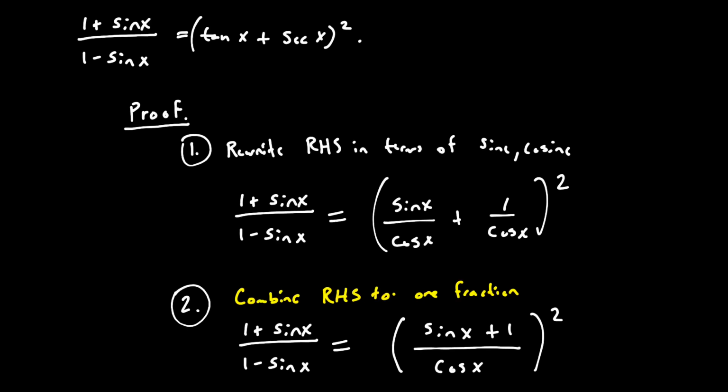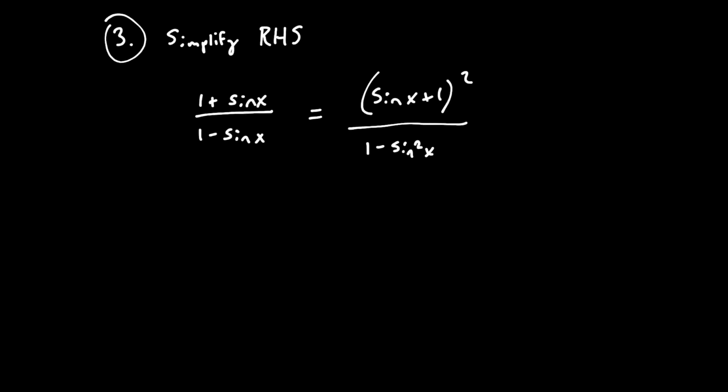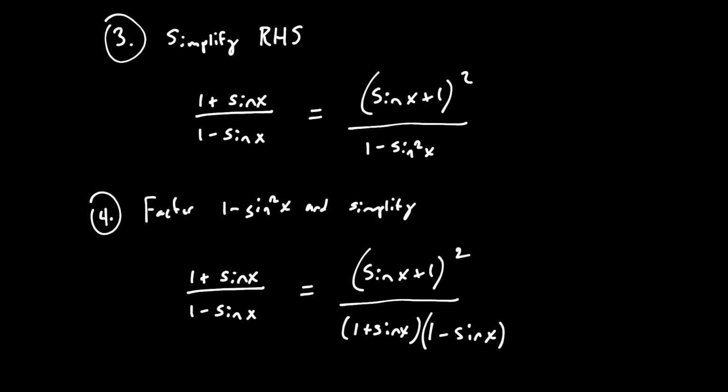In step three, we replace the cosine squared x on the right-hand side with a 1 minus sine squared x. Then, in step four, we factor out the 1 minus sine squared x to be (1 minus sine x) times (1 plus sine x). And then we cancel (sine x plus 1) on the top and the bottom of the right-hand side. And what we see is that on the right-hand side, we have (sine x plus 1) divided by (1 minus sine x), which is equal to the left-hand side, (1 plus sine x) divided by (1 minus sine x). And this is what we call a formal proof of the identity.